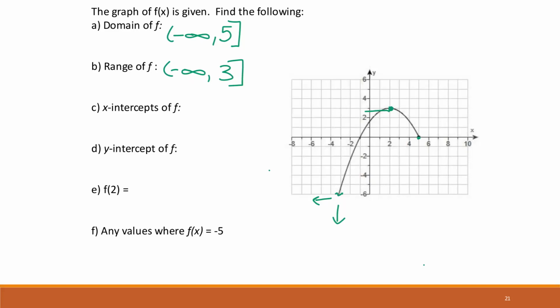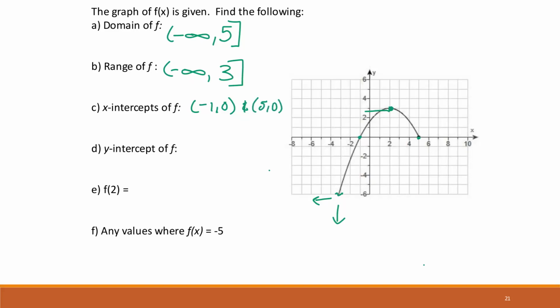So we'll continue here. We have our x-intercepts. Again, that's where we touch or cross the x-axis. We have one at -1 and again at that point at 5. So our x-intercepts are (-1, 0) and (5, 0).